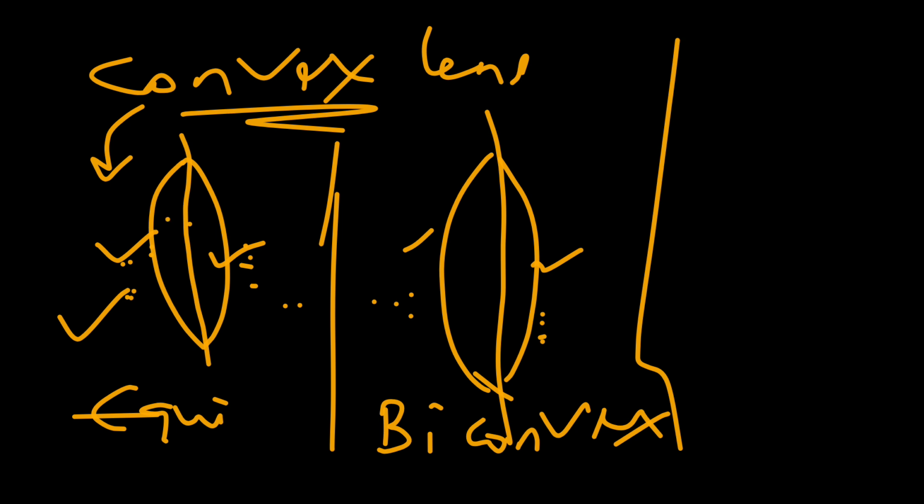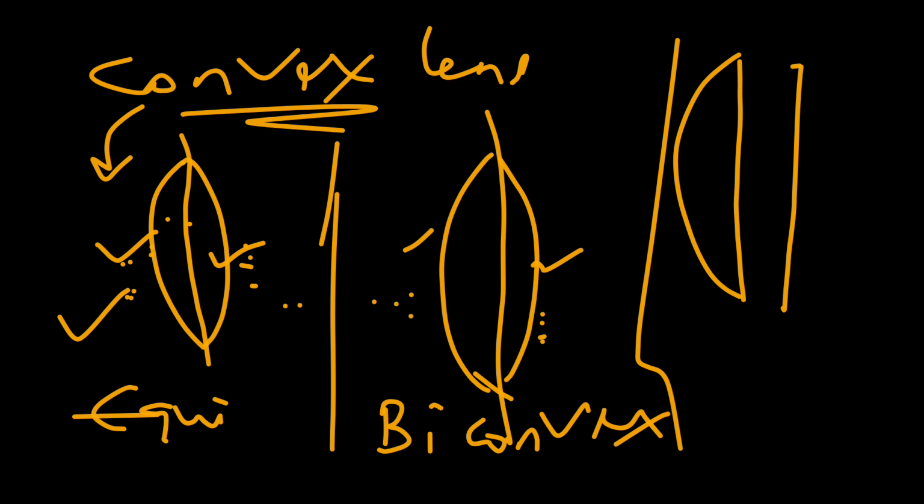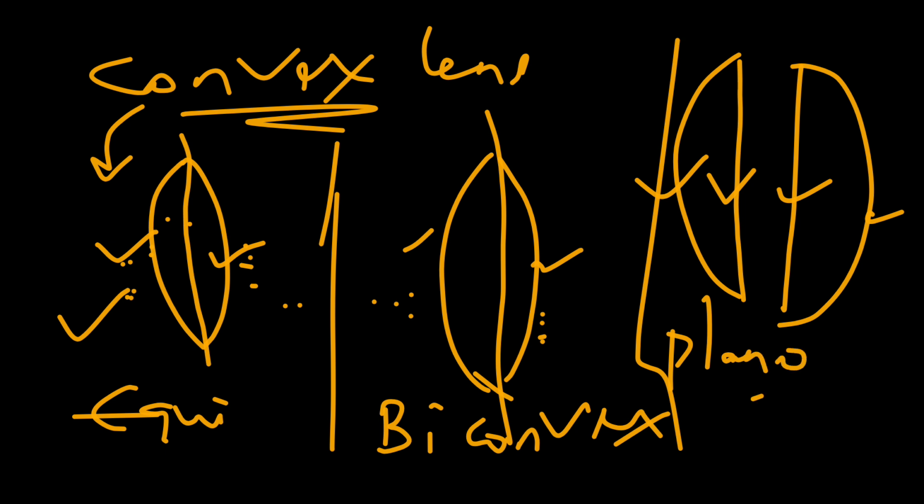If you cut this lens into two pieces, what happens? We'll get this and the middle part like this. Another also will be like this, right? So it's one curved surface, one plane surface, right? It is also called a plano convex lens. What do you call it?